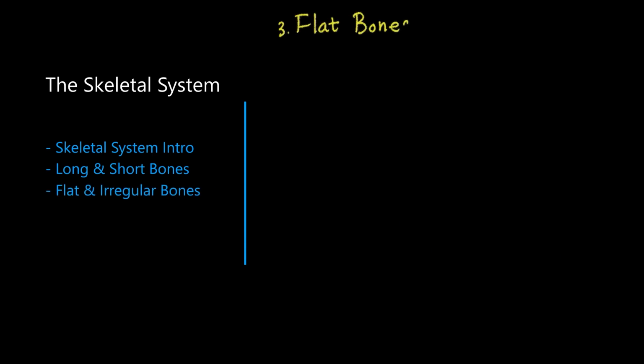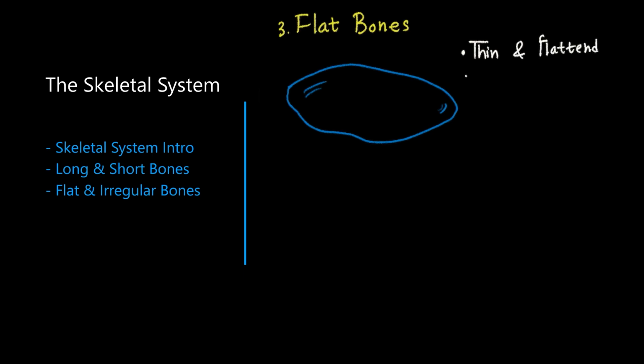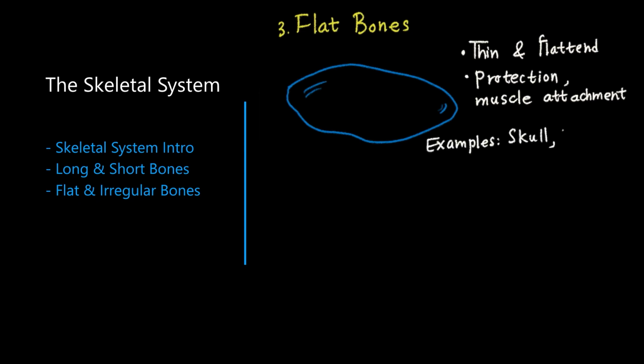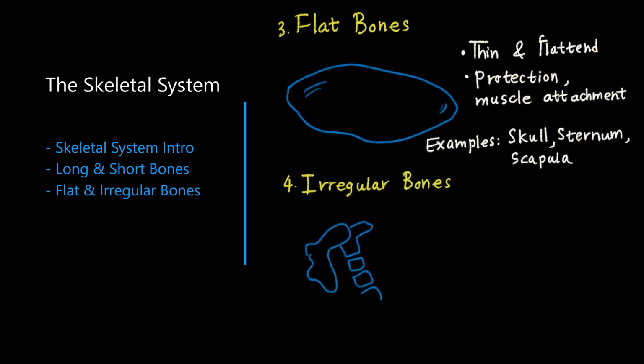Third, we have flat bones. These are thin, flattened, and often a bit curved. Their job is primarily protection for vital organs and providing a large surface area for muscles to attach to. The best examples are the bones of the skull that protect your brain, your sternum or breastbone that protects your heart, and your scapula or shoulder blade.